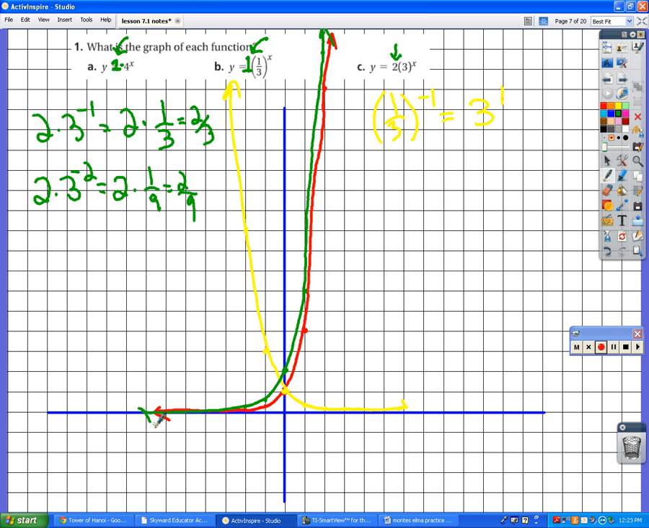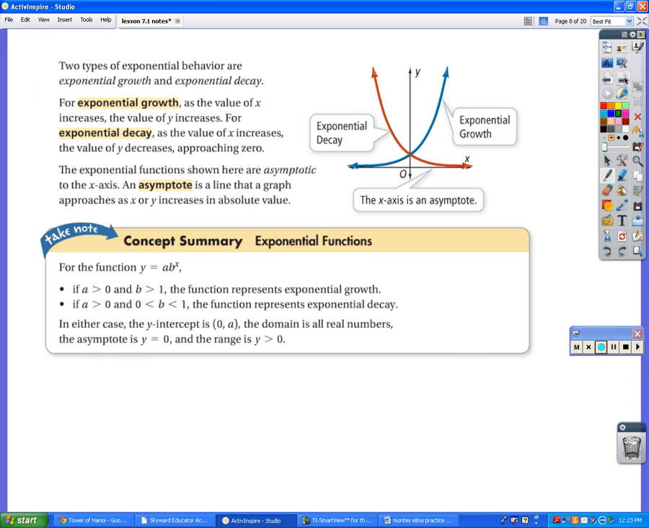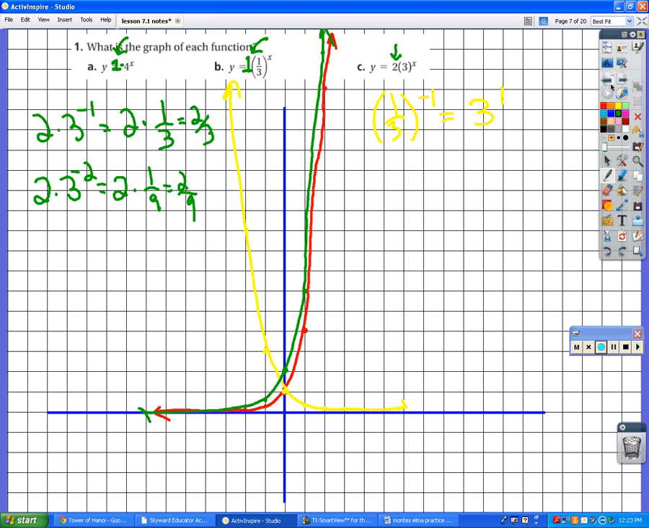So the shapes are similar. This one's flipped, and then that one goes up at a different rate, all right? Fun stuff. All right, so there's two types of exponential functions. One is exponential growth, and one is exponential decay. Exponential growth is when it's increasing really, really rapidly. Exponential decay is when it is decreasing really, really rapidly.